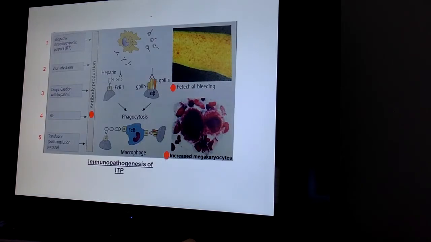Okay, now these are some causes. You can see viral infection. Heparin sometimes can cause autoimmunity. Sometimes heparin will bind to the surface of the platelets here, and then it will induce the autoimmunity process. SLE and post-transfusion sometimes.